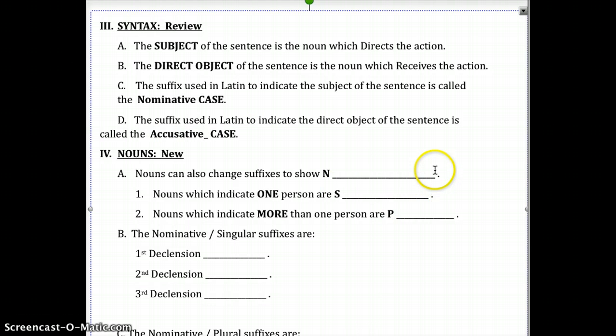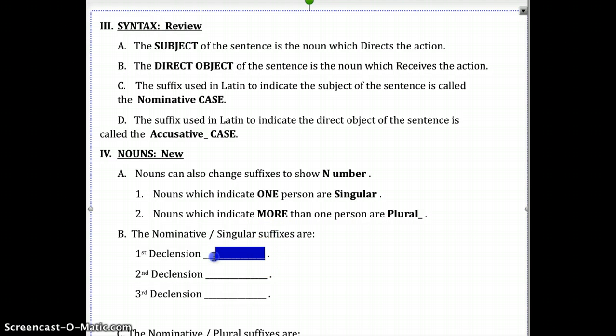And nouns can also change their suffixes to show what we call number. This is new stuff. Nouns that indicate one person are what you would call singular. And nouns which indicate more than one person are what we would call plural, right? And you've probably heard these terms thrown around in English a bunch too.